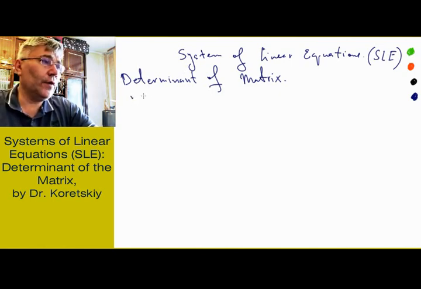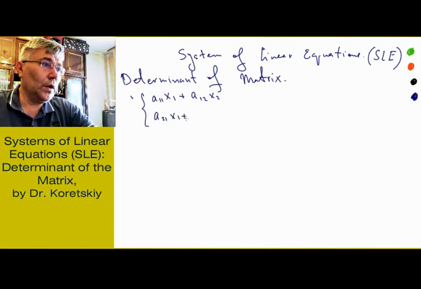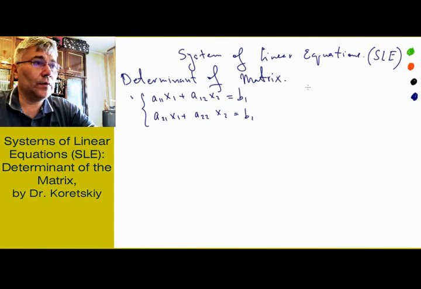For example, you have a 2x2 situation, two equations and two unknown variables. I here want to write down the very common view of this system of equations. a21 x1 plus a22 x2, this equal b1, this one equal b2.